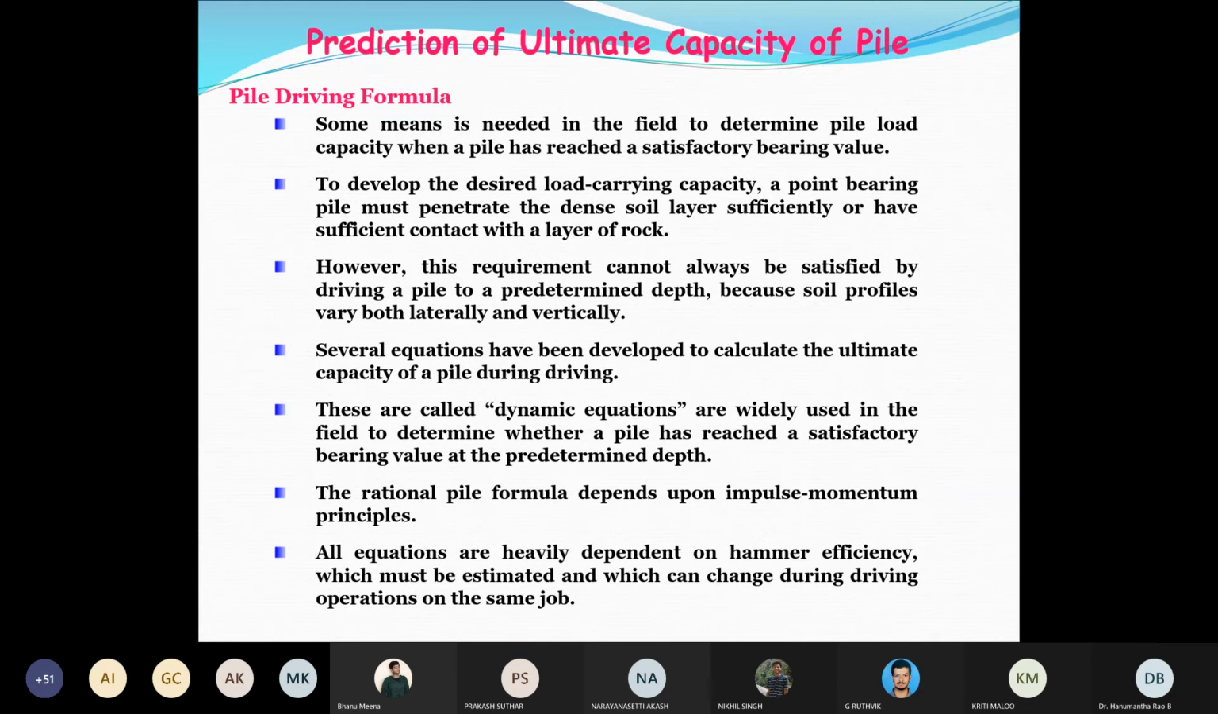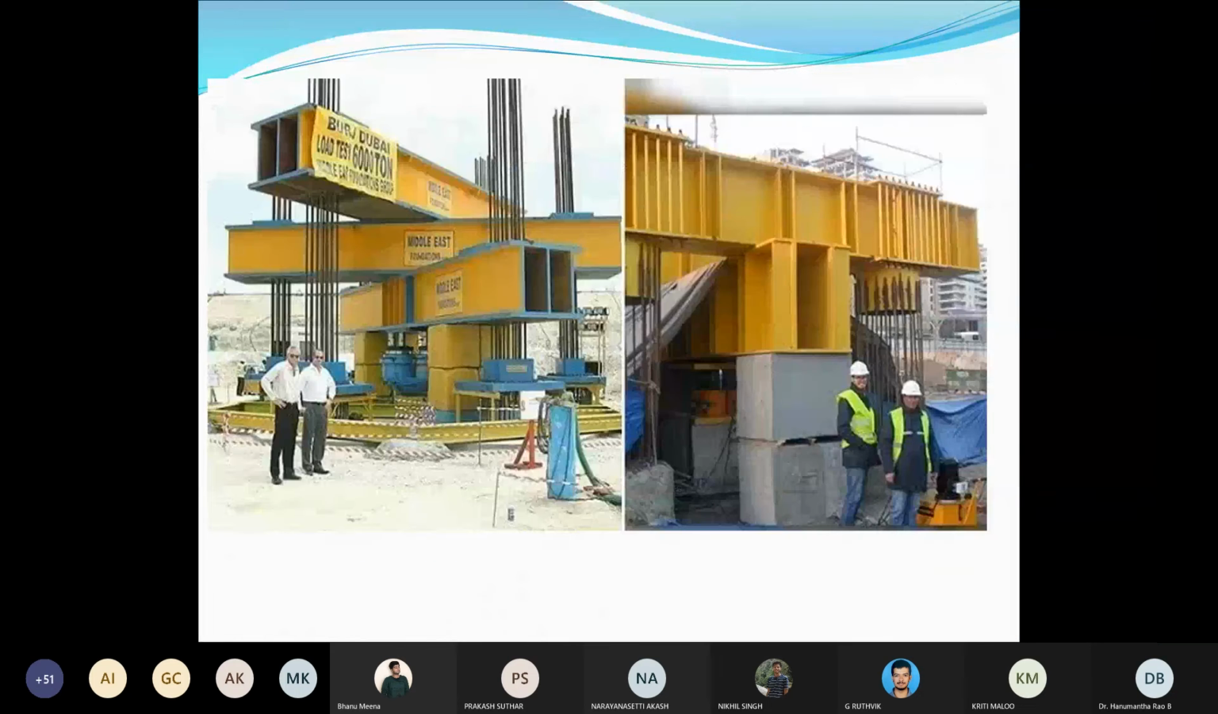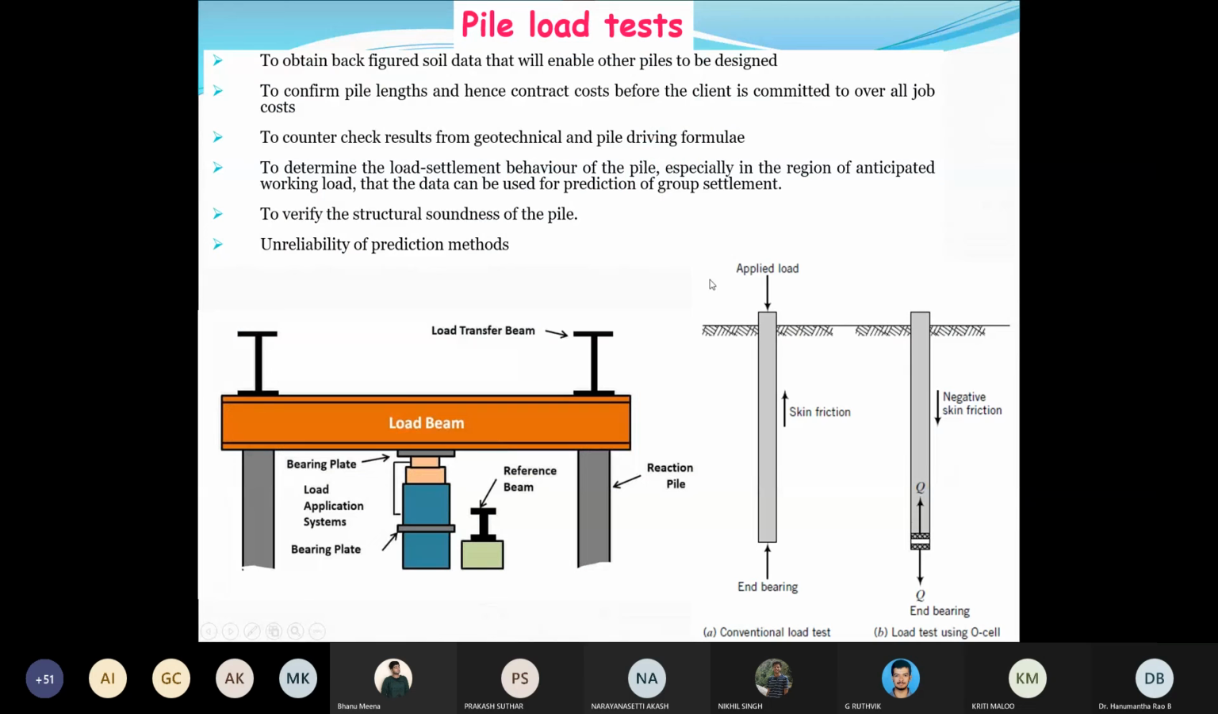There is a specific name for each. I have shown some pile driving formulae here to counter-check the results from the geotechnical formulae.